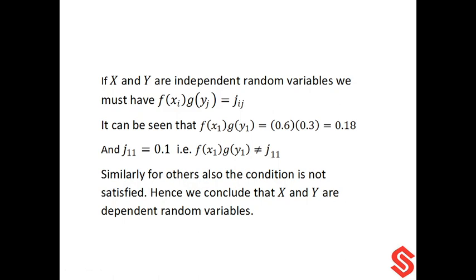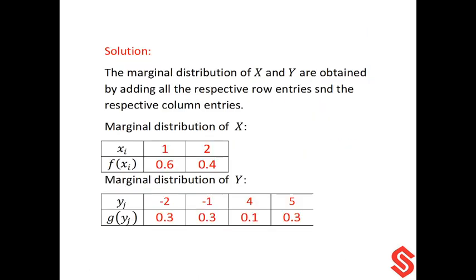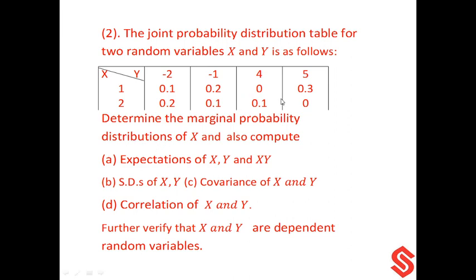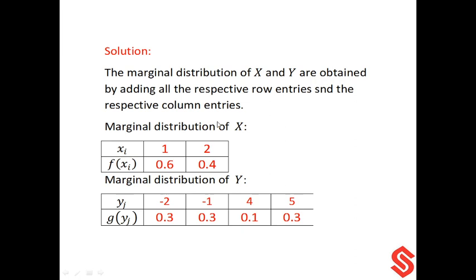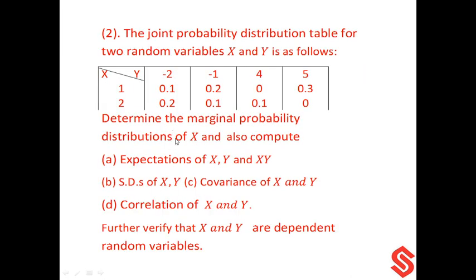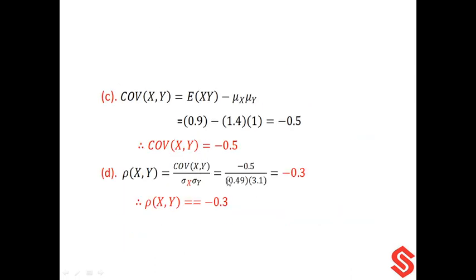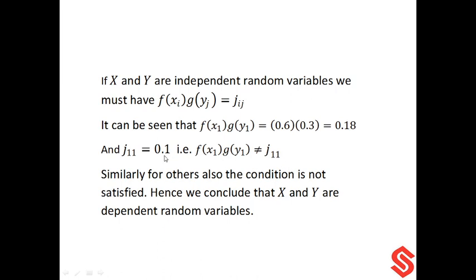We see in the table f of x1 is 0.6 and g of y1 is 0.3. So the product is equal to 0.18, whereas j11 is 0.1, which are not equal. 0.18 is not equal to 0.1. Therefore, we can say these two variables are not independent.